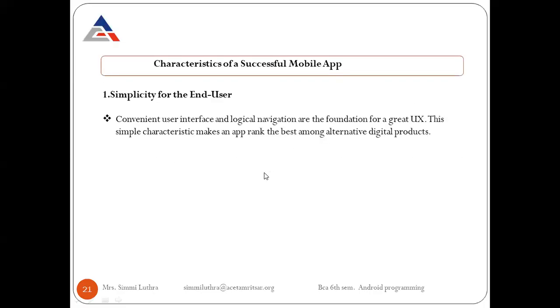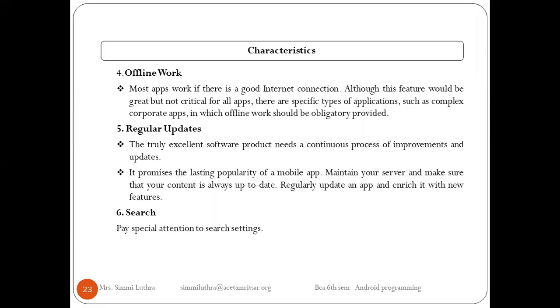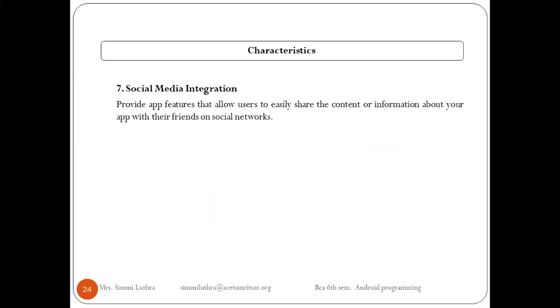First is simplicity for the end user. Your app is simple and easy to use. Second characteristic is high performance. You should make sure that your apps work fast. Then the third is security. Security is very important. Next characteristic, after security, is offline work. Then the fifth one is regular updates. Then sixth is search, and last is social media interaction, which is very important. Okay. So these are the characteristics of mobile application.